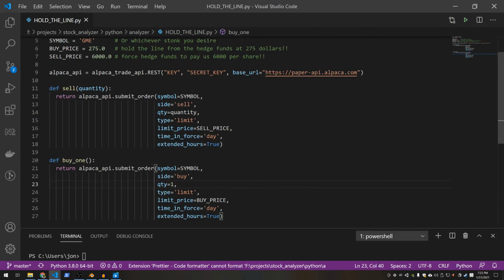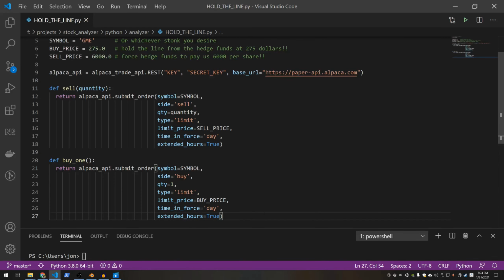Now the reason we're not just buying max shares all at once is because we want to provide support at this price. We don't want to allow the price to fall below this because then the hedge funds will be able to buy cheap stock and cover their shorts. So whenever the stock price goes lower, we want to put in these limit buys in order to create support at that price.